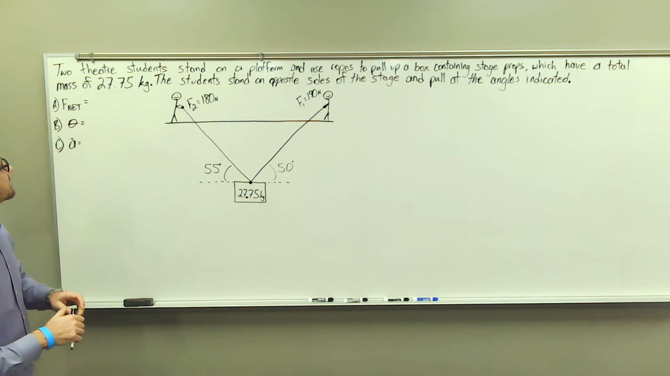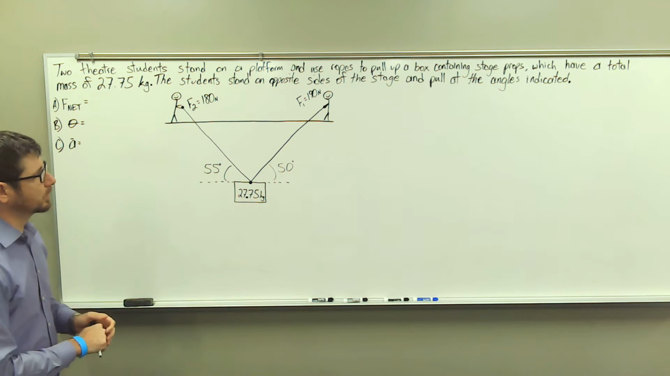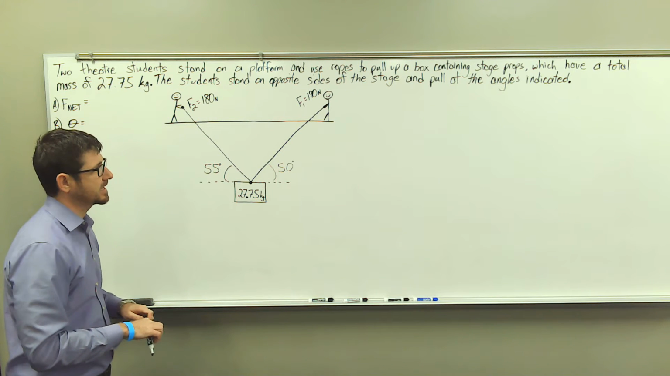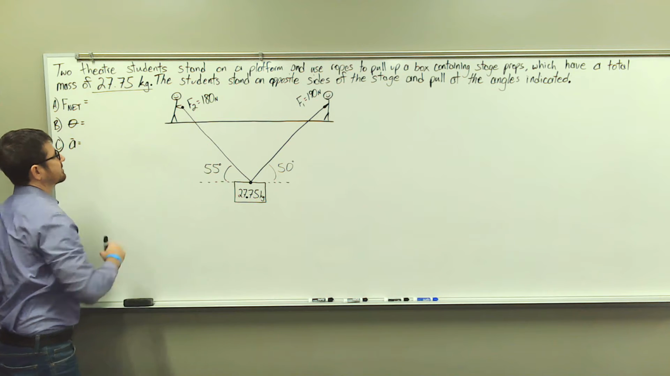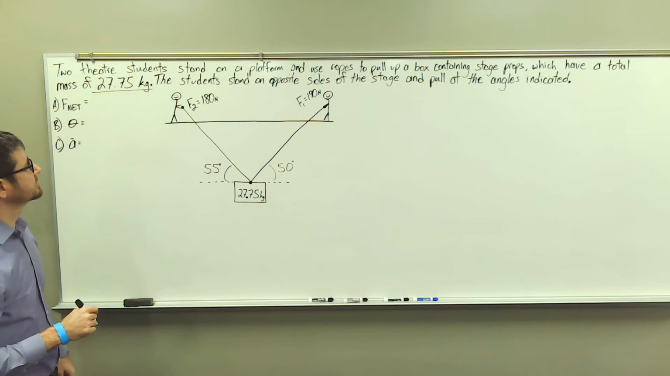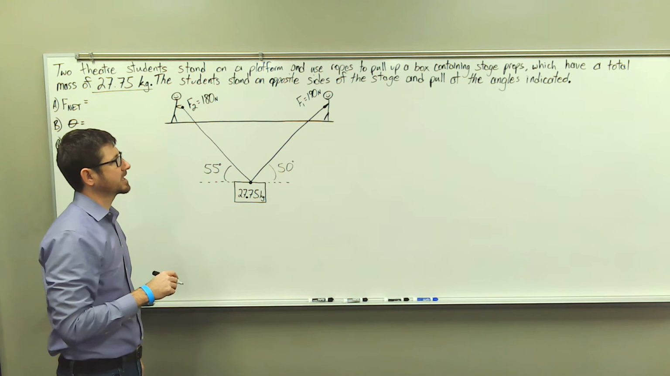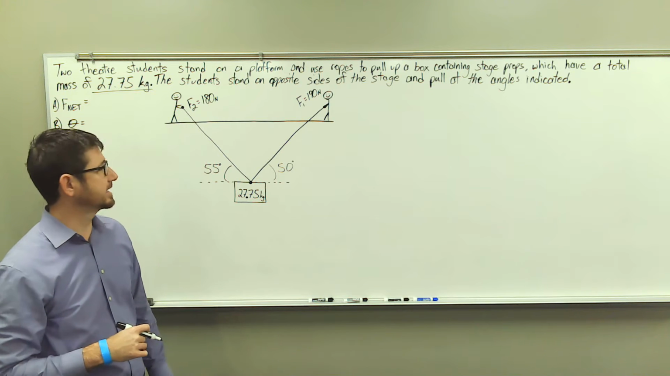Two theater students stand on a platform and use ropes to pull up a box containing stage props, which have a total mass of 27.75 kilograms. The students stand on opposite sides of the stage and pull at the angles indicated.